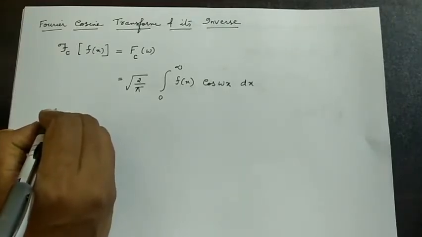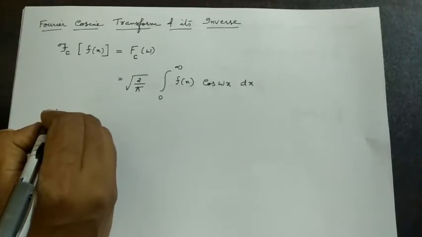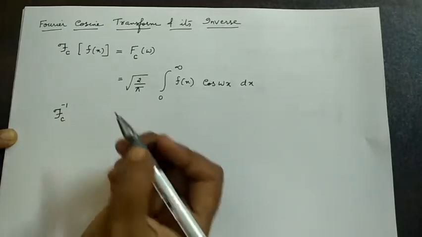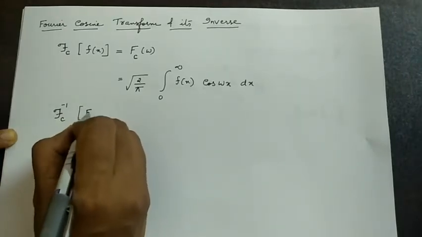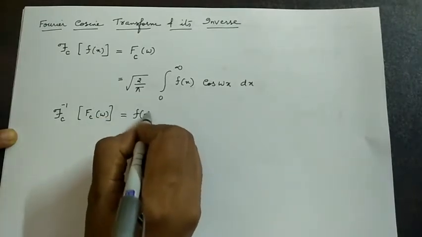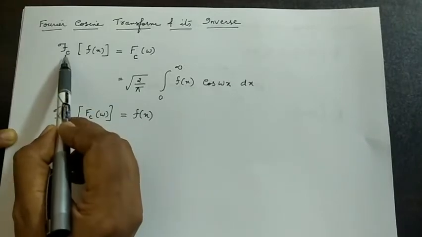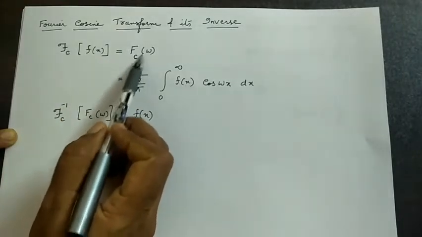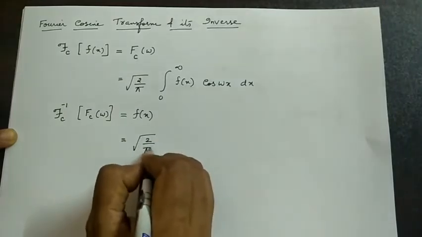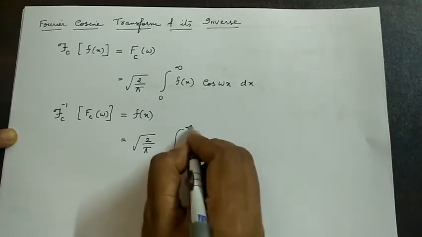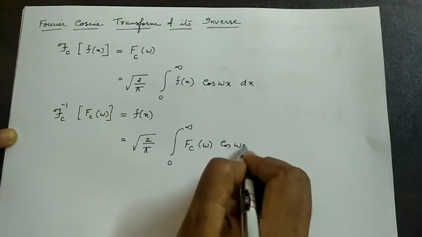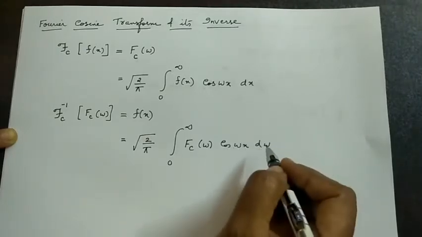Now the Fourier inverse cosine transform is denoted by using the same letter with an inverse sign on the top of fc omega is equal to f of x. The Fourier inverse cosine transform of fc omega is f of x, which is equal to square root of 2 by pi, the same integral from 0 to infinity. Here we have fc omega cos omega x with respect to omega.